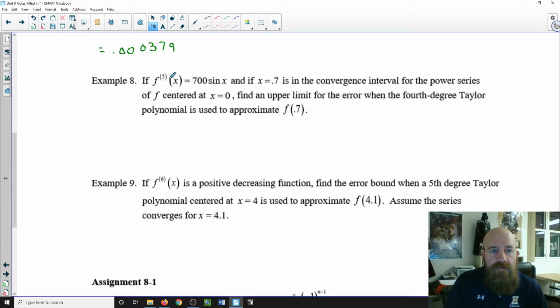Okay, so if the fifth derivative is 700 sine x, and x equals 0.7 is the convergence interval for the power series centered at 0. Okay, so all this says we're centering at 0 and we're evaluating at 0.7. Find the upper limit for the error when the 4th degree Taylor polynomial is approximated for f of 0.7. All right, so the Lagrange remainder.